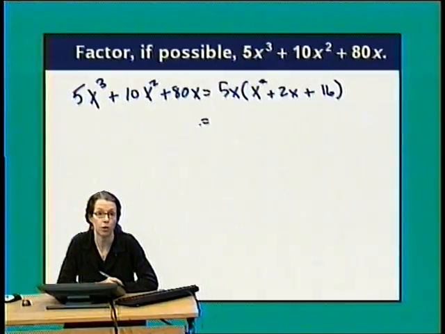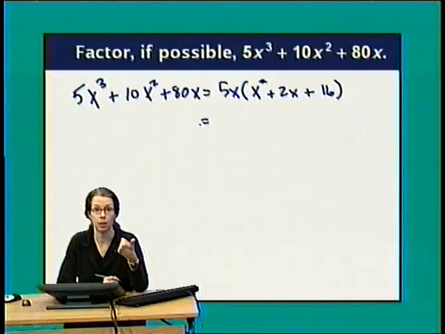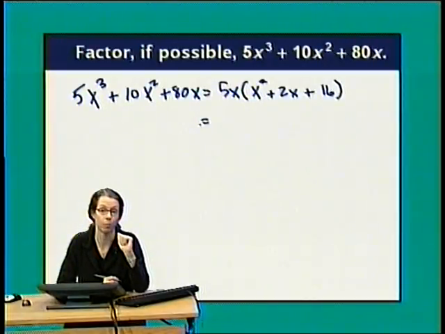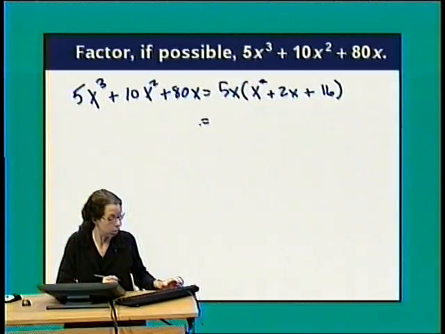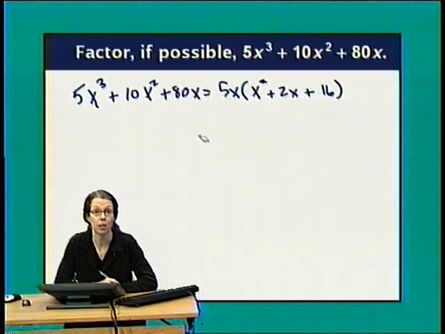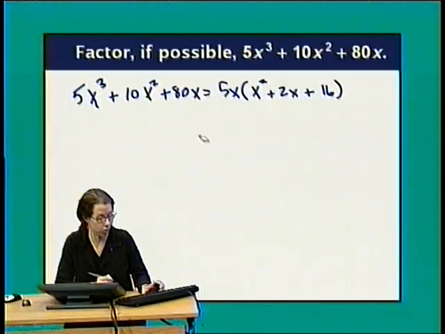Now I'm going to try to factor the trinomial x squared plus 2x plus 16. So now I'm looking for integer factors of positive 16 that add to 2. 16 and 1, that doesn't work. 2 and 8, that won't work. 4 times 4, that won't work. So in this case, the trinomial x squared plus 2x plus 16 is prime. So at this stage of the game, I am done factoring the given polynomial expression.